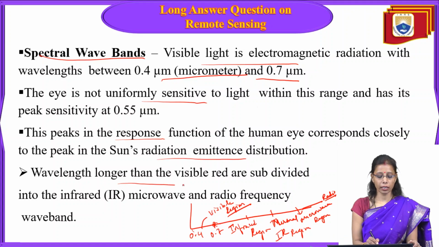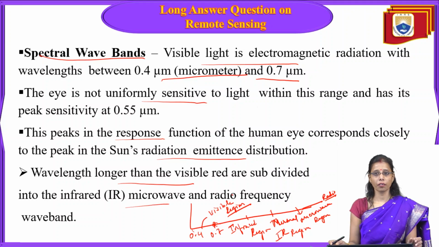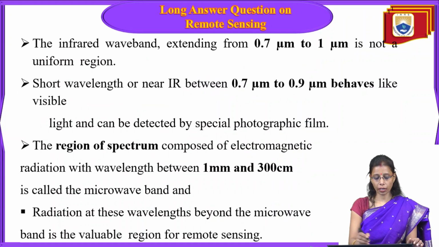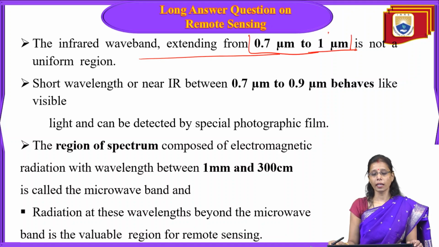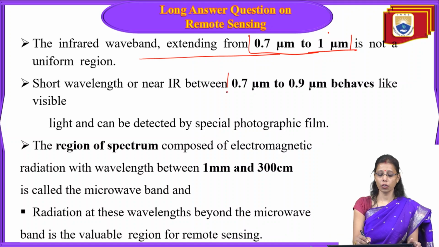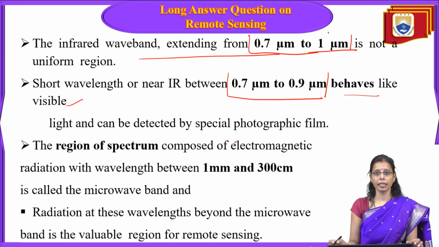Now, wavelengths longer than the visible red are subdivided into the infrared region, microwave region and radio frequency wavelengths. The infrared wavelengths we can see here, from 0.7 to 1 micrometers, are not a uniform region. The short wavelength or near infrared, between 0.7 and 0.9 micrometers, behaves like visible light and can be detected by special photographic film. So this region, 0.7 to 0.9, behaves like visible light and is detected by photographic film. In this we can also talk about atmospheric windows.